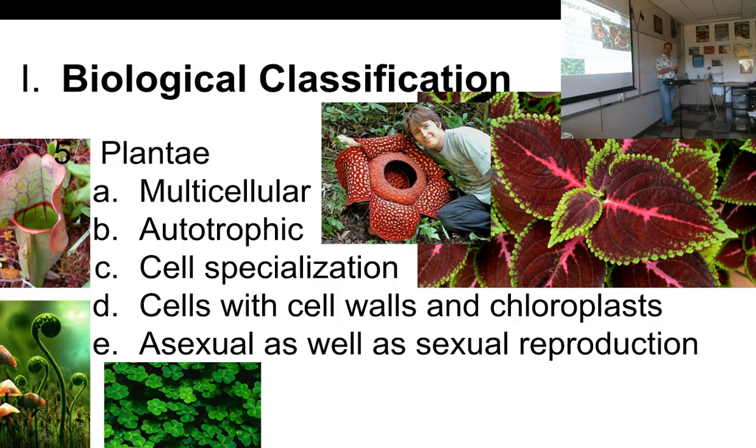There are some bacteria that have photosynthetic abilities, but there's no chloroplasts in them. There are some protists that have photosynthetic abilities, and they do have chloroplasts, but there's no cell walls in the sense of a plant cell wall. So a cell that has cell walls and chloroplasts is a plant cell. And some plants are asexual and some plants are sexual. And that is also true of funguses. Some funguses are asexual, some funguses are sexual. But for plants, there's more complexity there.